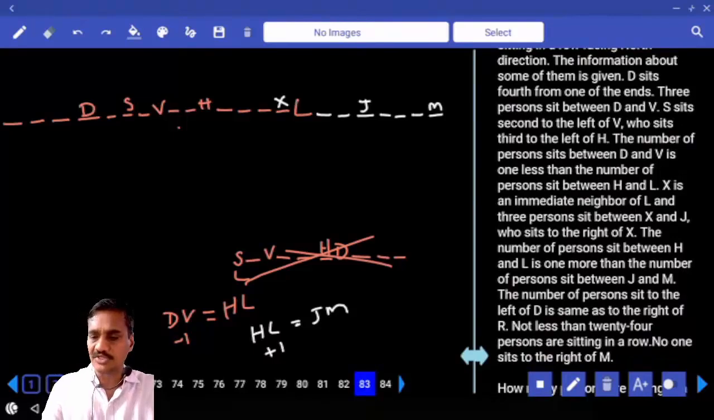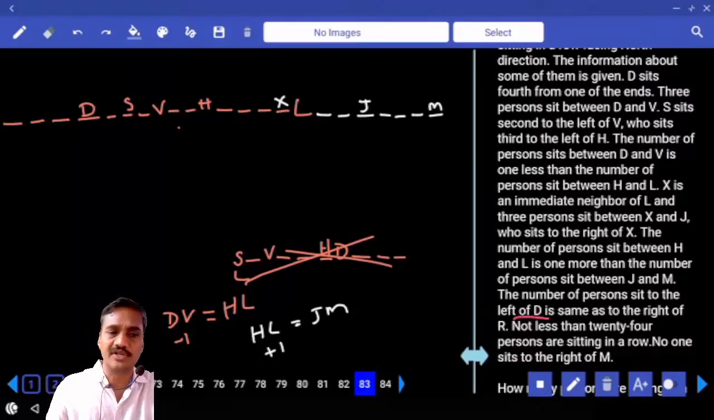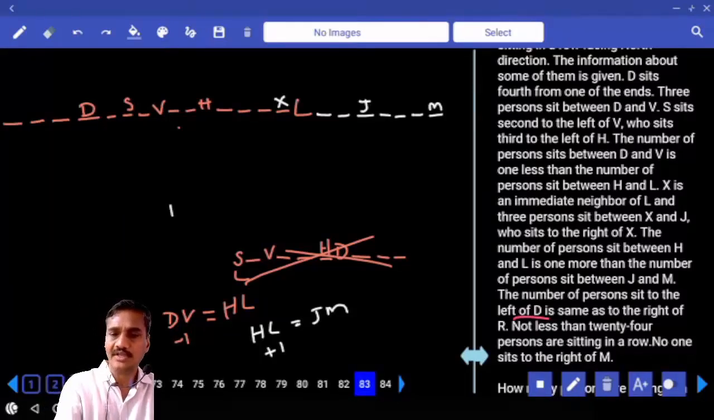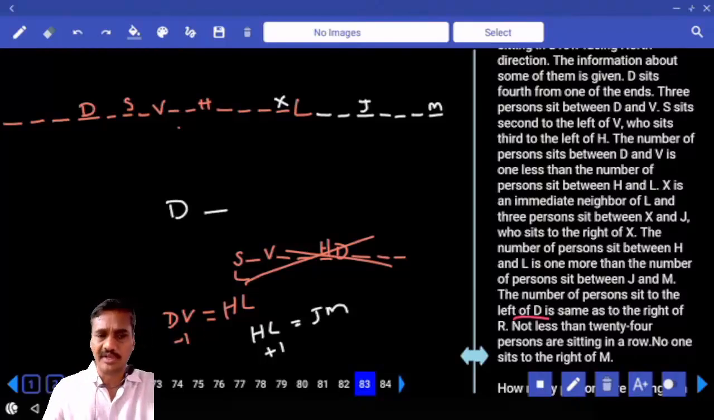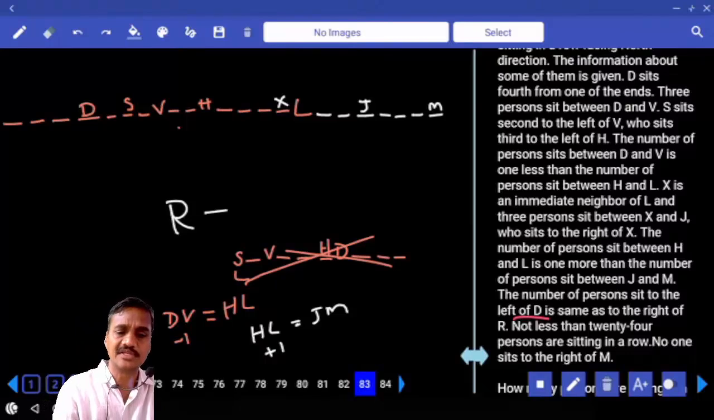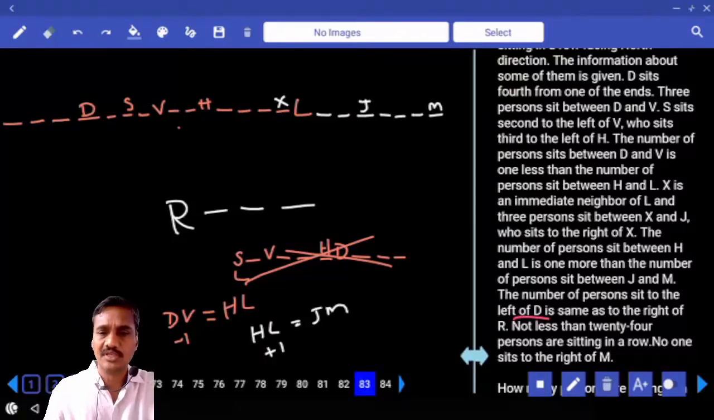The number of persons sitting to the left of D is the same as to the right of R. D has 3 members on the left-hand side. So to the right-hand side of R, how many are there? 3 members. To the right of R we need to have 3.